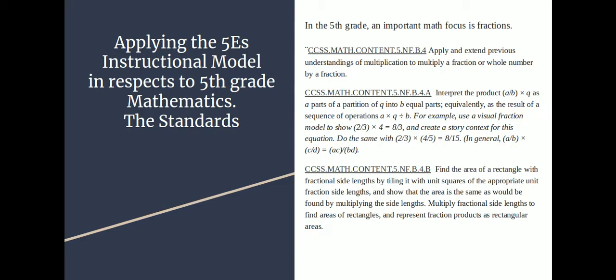Apply and extend previous understandings of multiplication to multiply a fraction or a whole number by a fraction. The ability to interpret the product (a/b) × q as a parts of q partitioned into b equal parts, working with fractions. Finally, finding the area of a rectangle with fractional side lengths by tiling it with unit squares of the appropriate unit fraction side lengths, and showing that the area is the same as would be found by multiplying the side lengths.